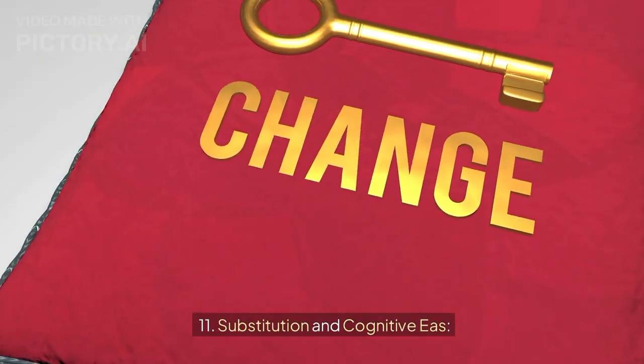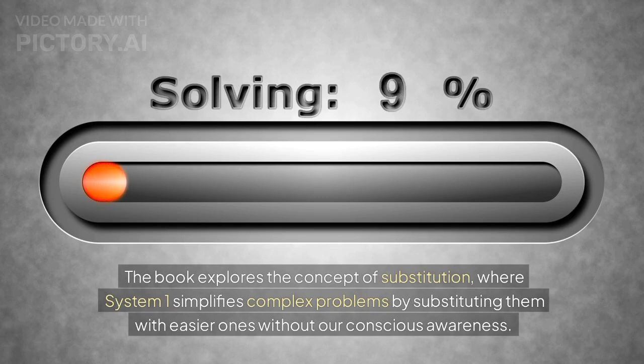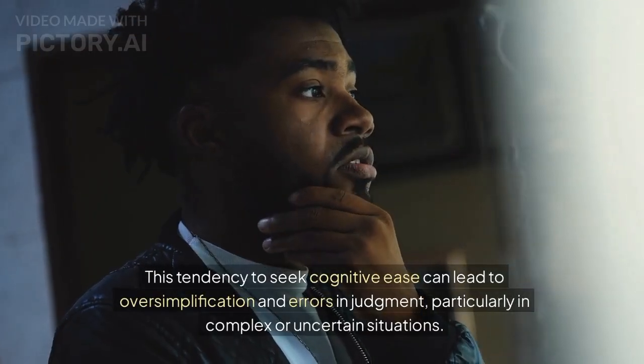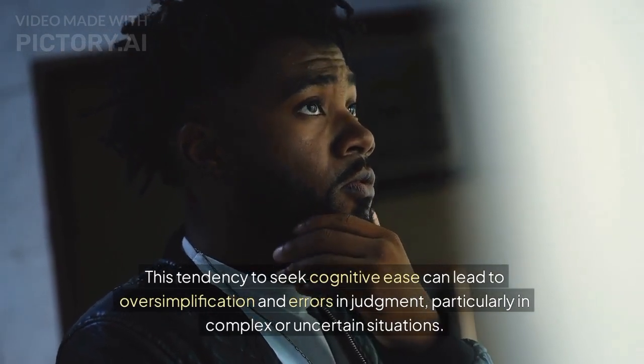11. Substitution and cognitive bias. The book explores the concept of substitution, where System 1 simplifies complex problems by substituting them with easier ones without our conscious awareness. This tendency to seek cognitive ease can lead to oversimplification and errors in judgment, particularly in complex or uncertain situations.